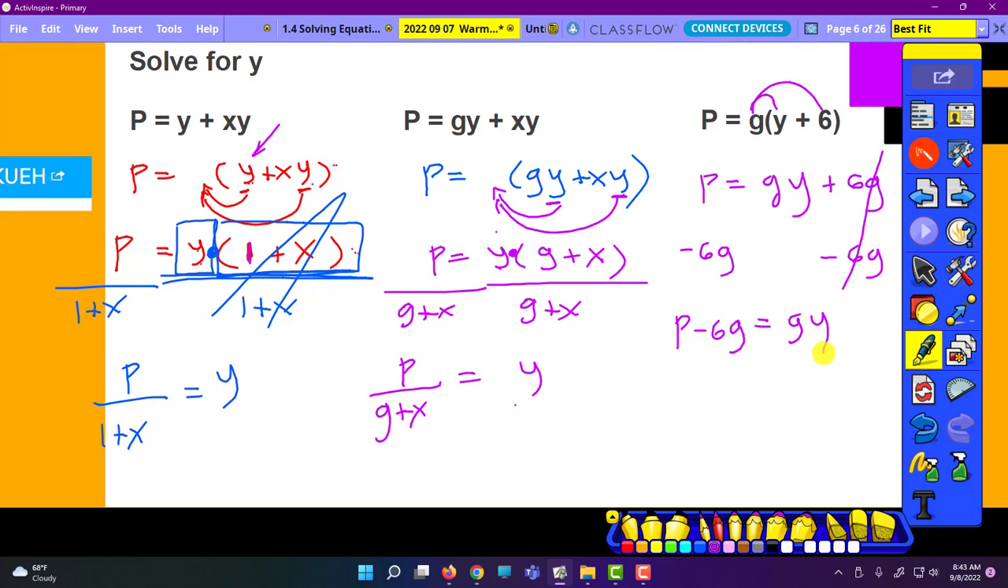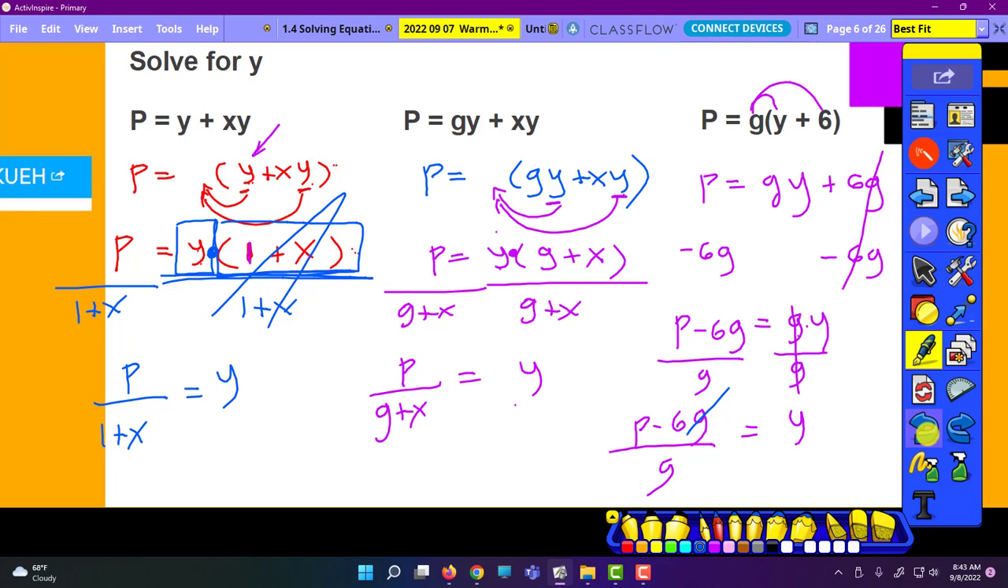I need my y. And I have an extra g in here. Again, just look at the operation between g and y. It's multiplication. So I need to divide both sides by g. And you will end up getting y equals p minus 6g over g. Question, can I just cancel my g and g here and say p minus 6 will be my answer? Are we allowed to do that? We are not allowed to do that.